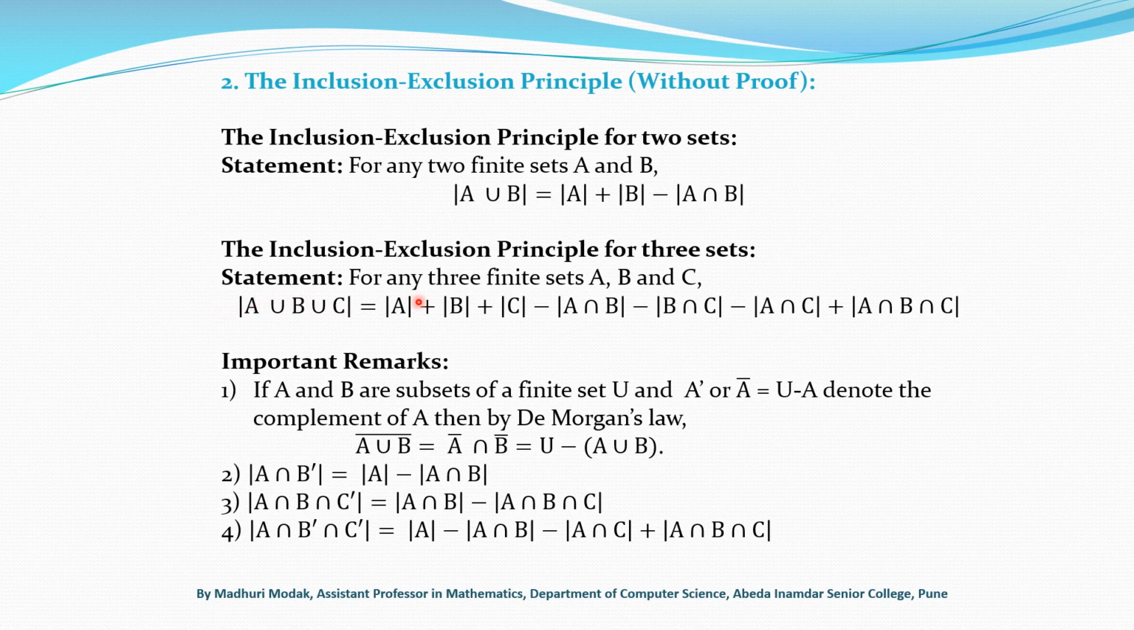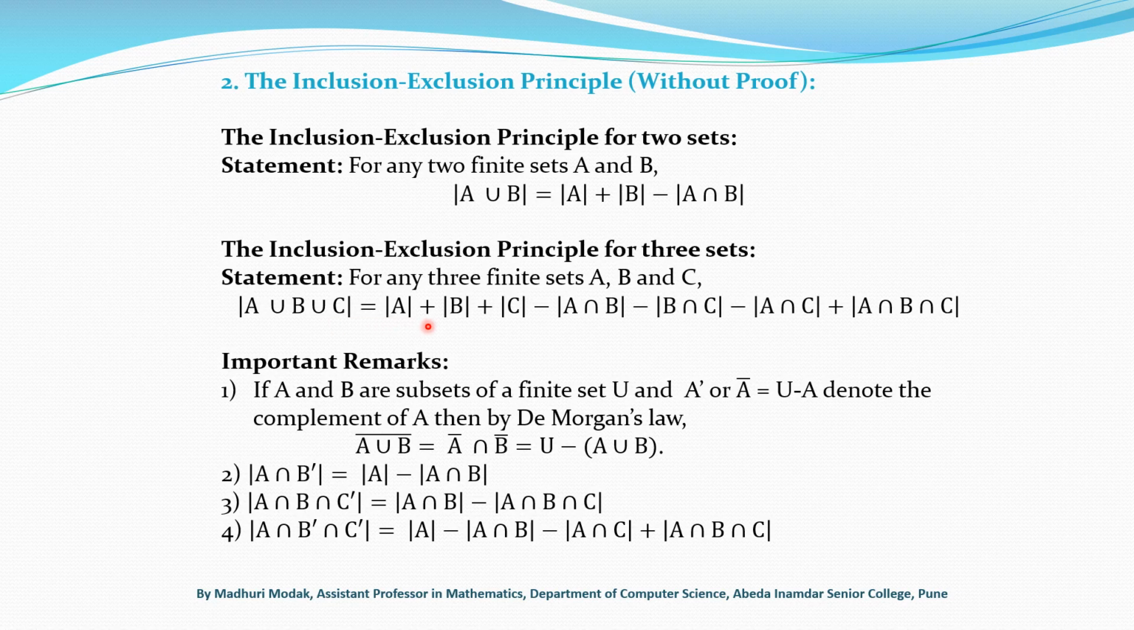Now, next is inclusion-exclusion principle for three sets. For any three finite sets A, B and C, cardinality of A union B union C is equal to cardinality of A plus cardinality of B plus cardinality of C minus cardinality of A intersection B minus cardinality of B intersection C minus cardinality of A intersection C plus cardinality of A intersection B intersection C.